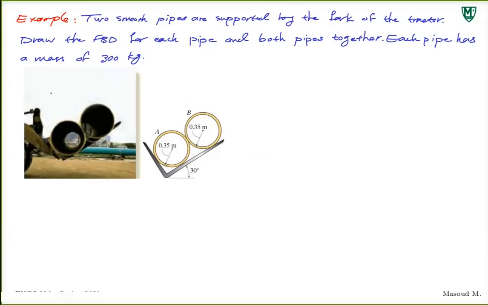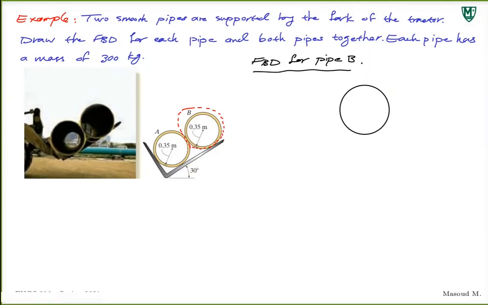So I'm going to go step by step. I'm going to start with the free body diagram for a pipe. Let's see which one is easier. Let's just start with free body diagram for pipe B. I'm going to draw the pipe here, right here. We have enough room. There you go. Let's say this is pipe B. All right, so we're isolating pipe B.